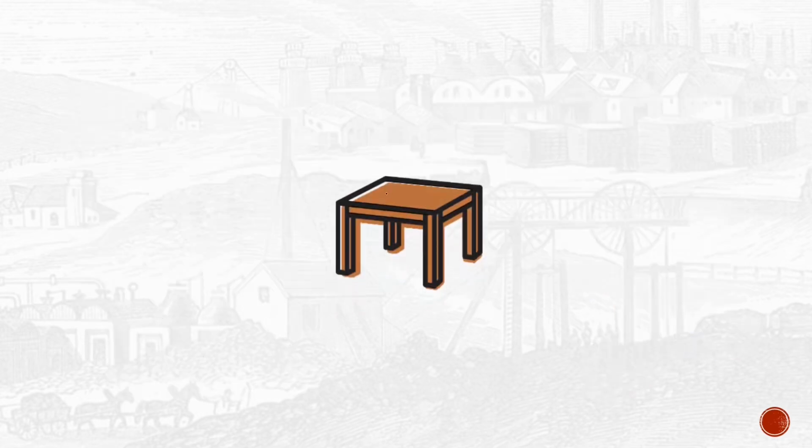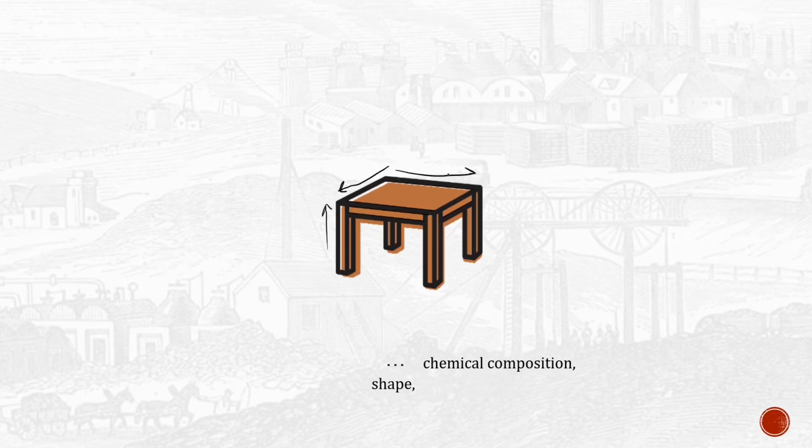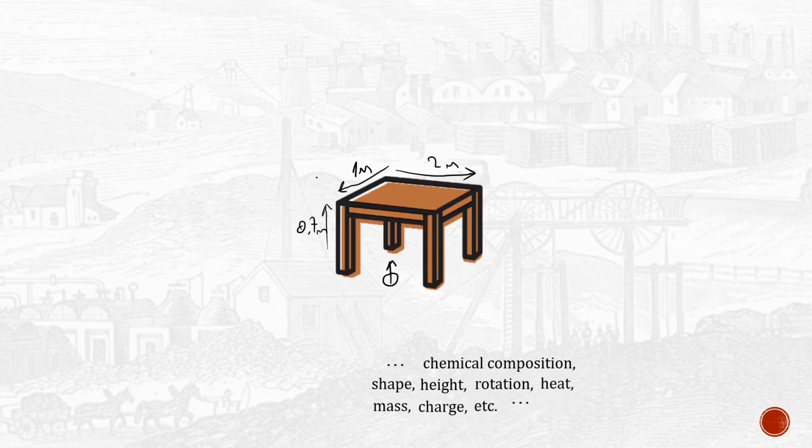Now, this table, as an object, possesses certain properties, certain attributes. So this specific table has the chemical composition of wood. It also takes up certain spatial dimensions. For instance, we can simplify and say its surface is maybe 1 by 2 meters and it is 0.7 meters tall and so on. We can likewise clearly see this table is right side up. It's not flipped over. So it also has a rotation relative to the Earth. There's also a certain amount of heat within it. It has a mass, a charge, and so on and so forth.